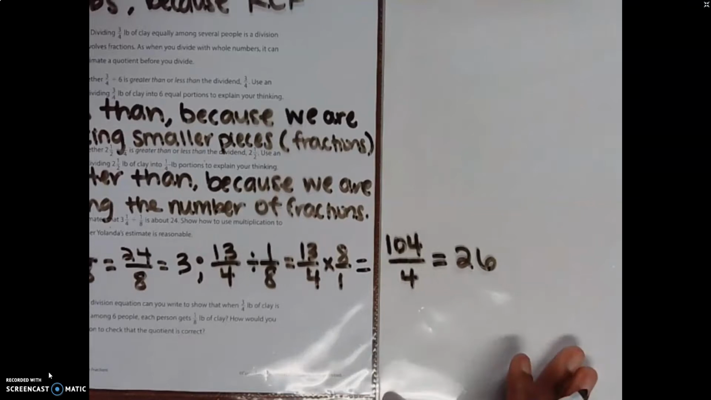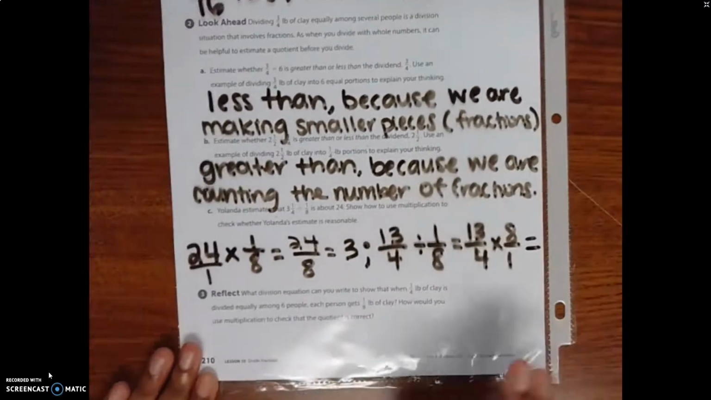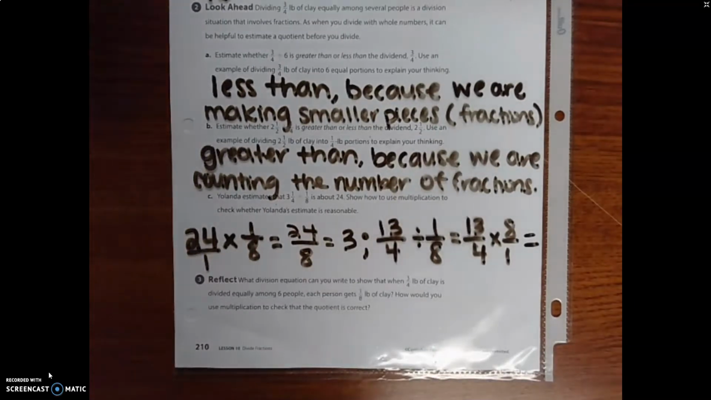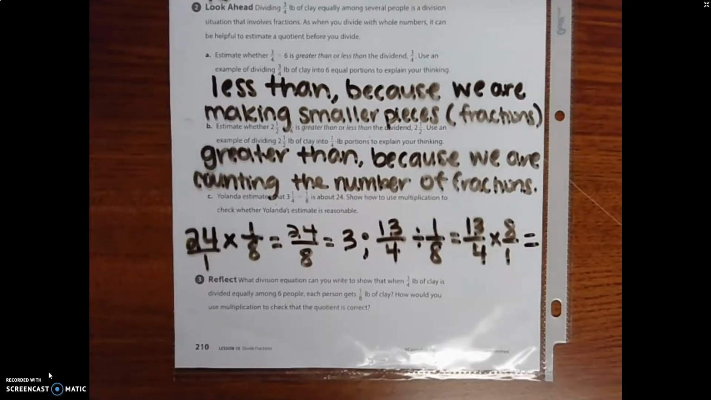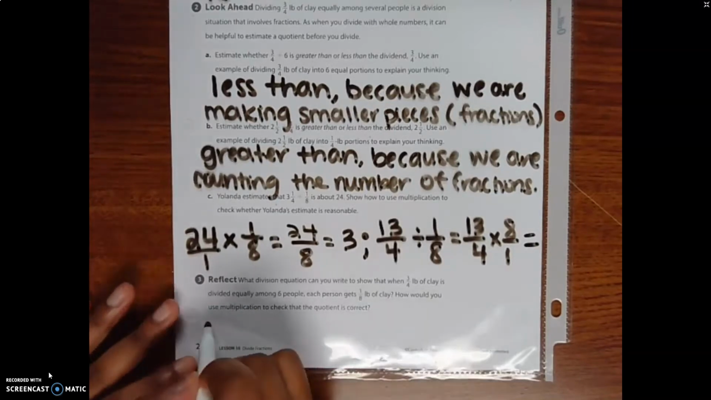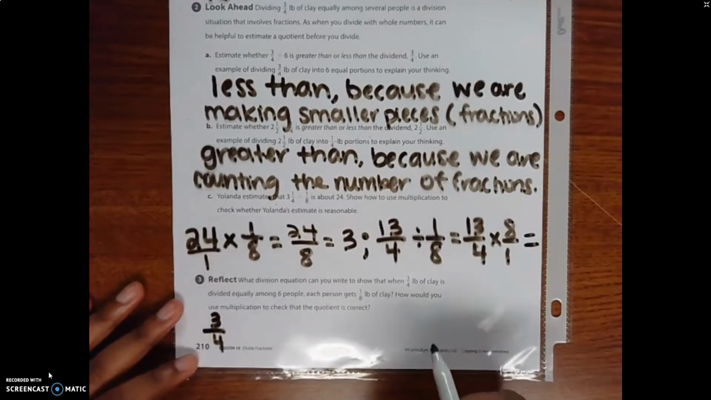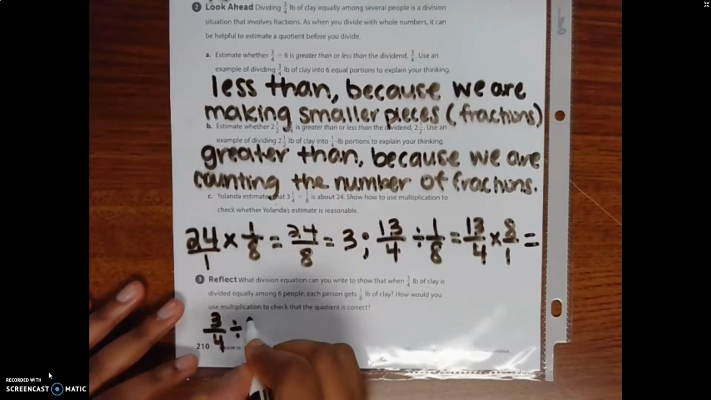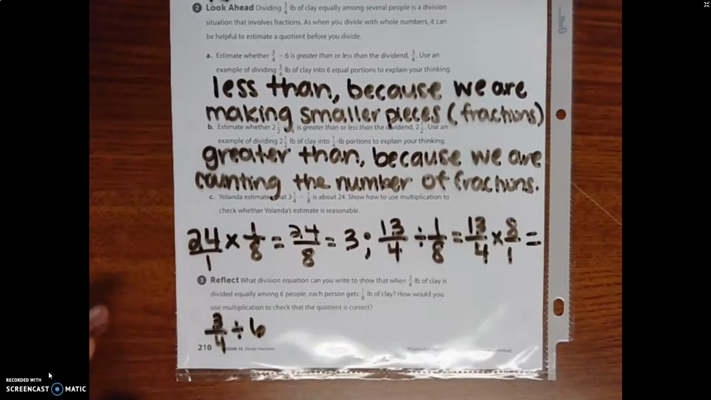All right. Last but not least, I'm going to go ahead and move this out the way. We're going to go back to 3. So for number 3, it says, what division equation can you write to show that when 3/4 pounds of clay is divided equally among 6 people, each person gets 1/8 pound of clay? How would you use multiplication to check that the quotient is correct? So what we're going to do, again, we got to set it up. The questions you should be asking yourself, what is the dividend here? The dividend is 3/4. And it clearly says that we are dividing it equally among 6 people. So our divisor here would be 6. Okay, and they think that we're supposed to get 1/8.